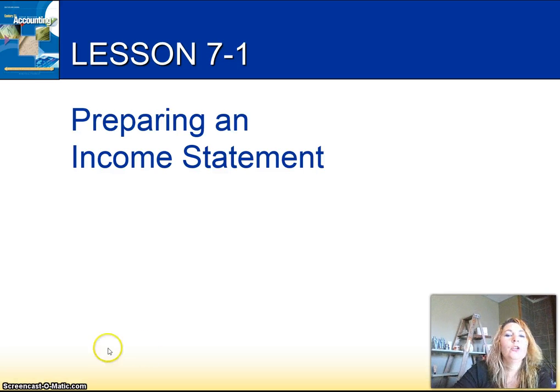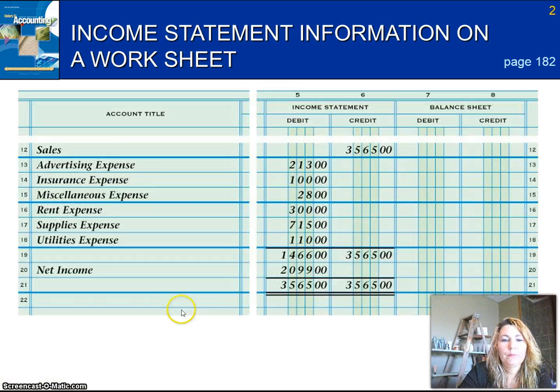So we're going to start by looking at your worksheet information. We had started with listing all of our account titles, and then we did our adjustments, and we carried everything from sales down over to the income statement columns. Here you can see what our sales were, what our expenses were, and you can see that we reported a net income of $2,099. We're not worried about anything in the balance sheet columns for now. We're just worried about the income statement. Did we show a profit or a loss for this month?